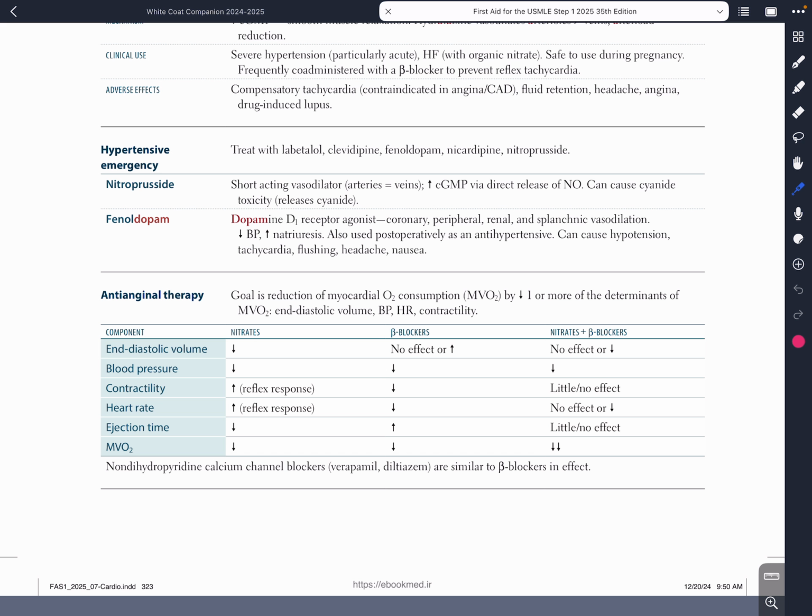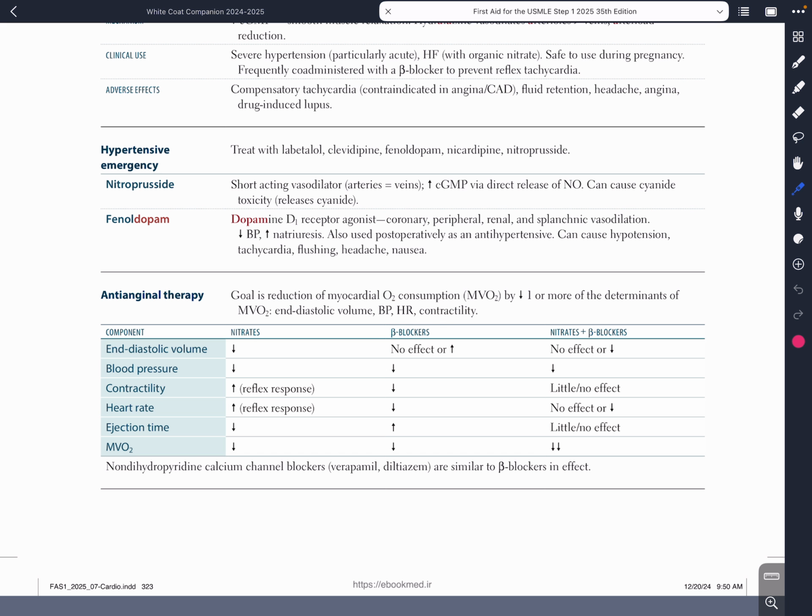MVO2 is decreased by anti-anginal therapy by decreasing end diastolic volume, blood pressure, heart rate, and contractility. So four things that can help us decrease myocardial oxygen demand are decreasing end diastolic volume (EDV), blood pressure, heart rate, and contractility. If the heart is pumping slowly, it will use less oxygen. Heart rate and contractility are interrelated.